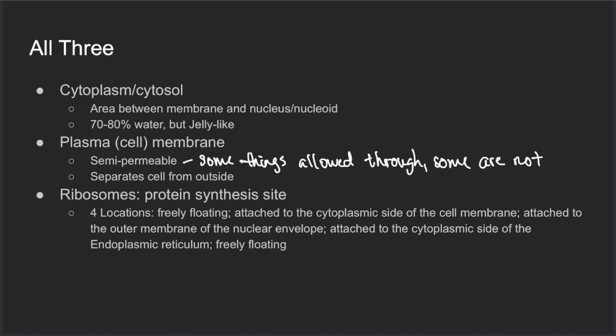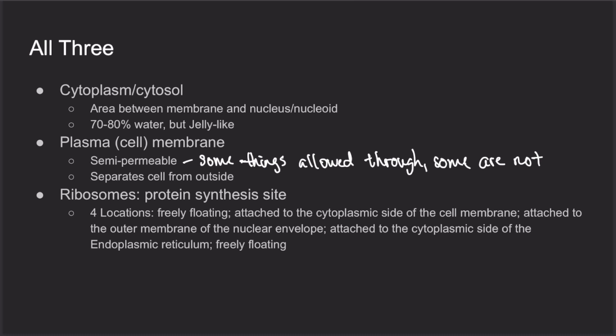And there are like 4 locations where you can find these. You can see them freely floating in the cytoplasm. These are just called free ribosomes. You can see them attached to the cytoplasmic side of the cell membrane, and these can make proteins for the cell membrane. You can see them attached to the outer membrane of the nuclear envelope. Once again, it makes proteins. The location depends on where the end result is or what the purpose of the protein is.